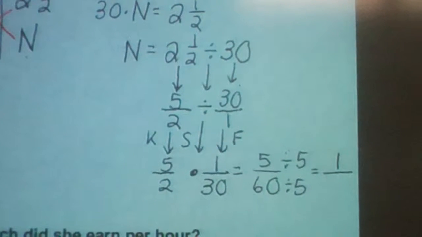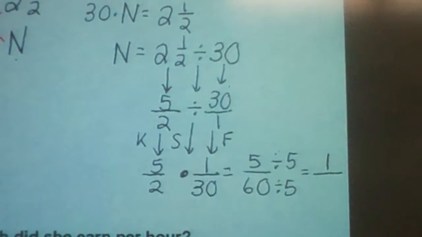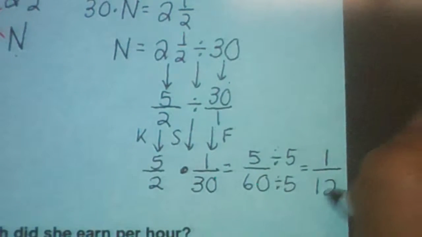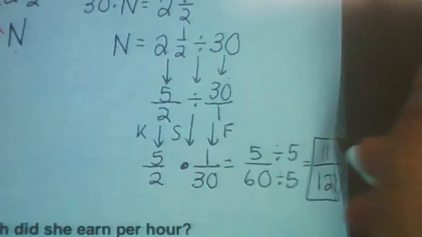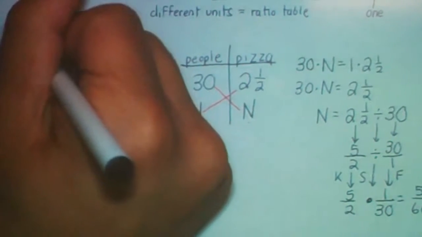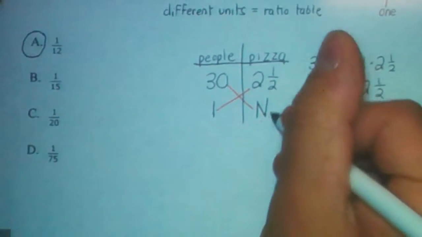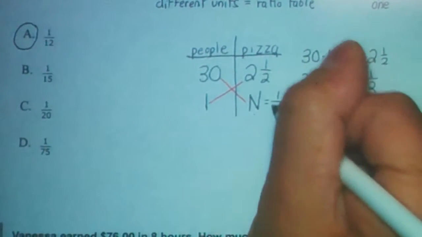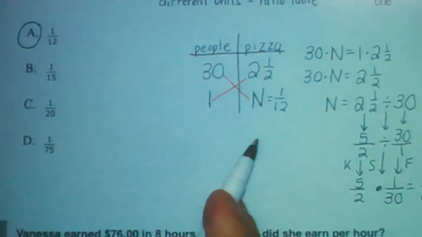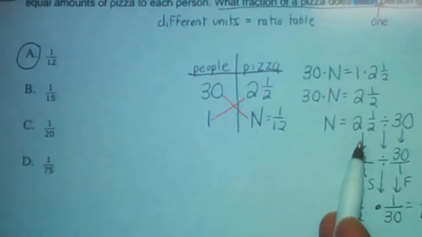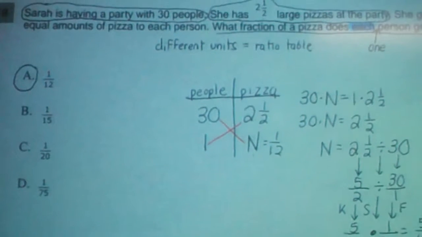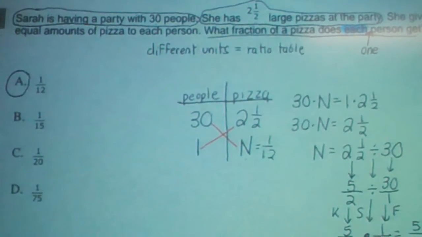1 on the top, and then if you roll your 5s all the way up to 60, I can promise you that you will get 1/12, which means choice A was correct. The answer was 1/12. And once again, just take your time with the ratio table and make sure the fractions are in and the whole numbers are in the correct order.